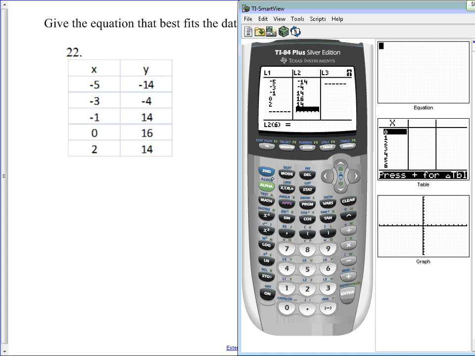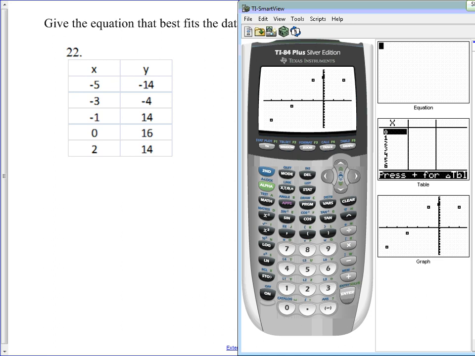Then we need to go to the stat plot and make sure it is turned on. It's going to plot my L1 in X1 and my Y's in L2, just like we asked about. So then I'm going to go to Zoom, and I'm going to go down to number 9, which is Zoom Stat. And it should zoom in a picture of the dots.